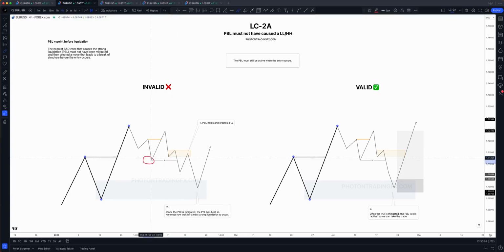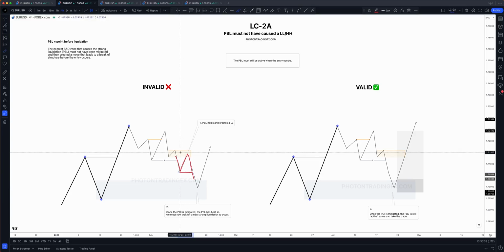So if we liquidate a strong low, we identify the nearest supply zone that took out the low, okay? So the PBL is the nearest supply or demand zone that causes the strong liquidation, and it must not have been mitigated. Well, I'll get into that bit. So once we've identified the PBL, the supply that liquidated the low, that would be this orange box. If price comes down, pulls back into that supply zone, pulls back into the PBL to mitigate it, and then the PBL holds, so price doesn't trade through it, the supply zone is respected, and then that supply zone leads to another move that breaks that low, right? It causes a lower low.